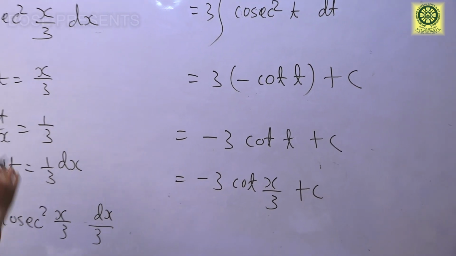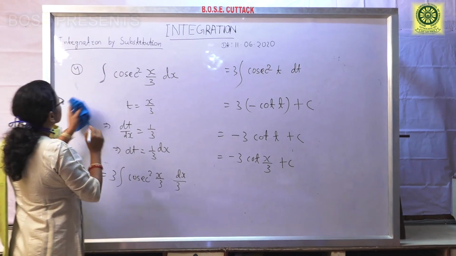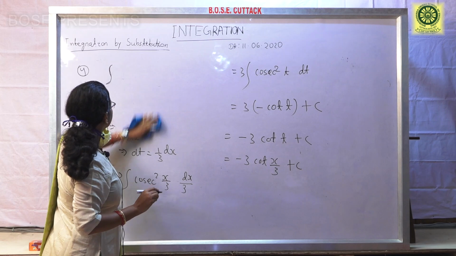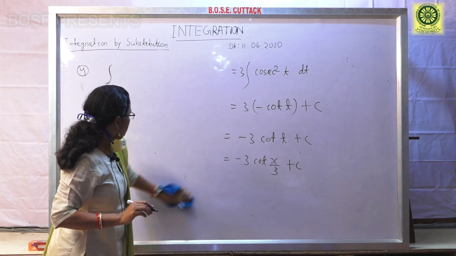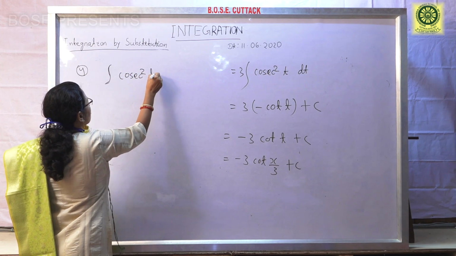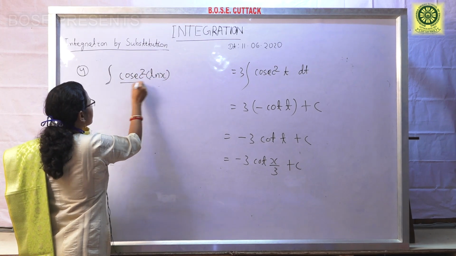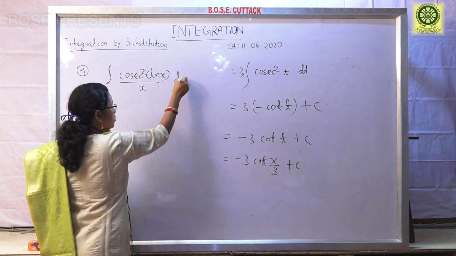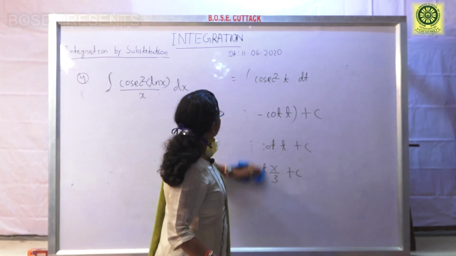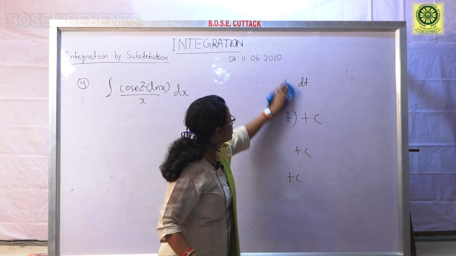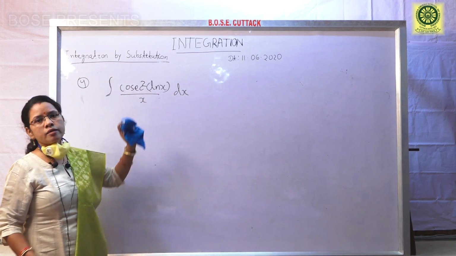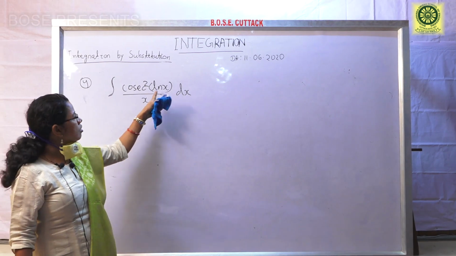Now our next problem is to integrate cosec square ln x by x with respect to x. Okay. Here just point out the function whose derivative is in the integrand. That is your ln x.